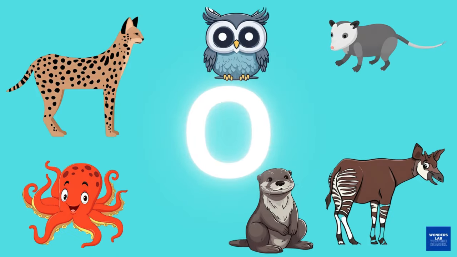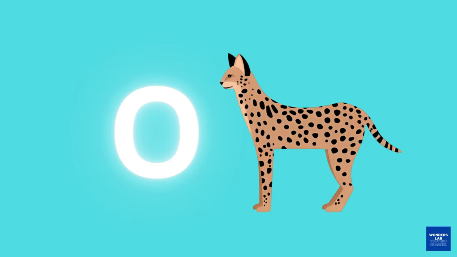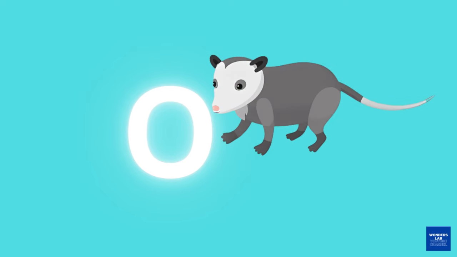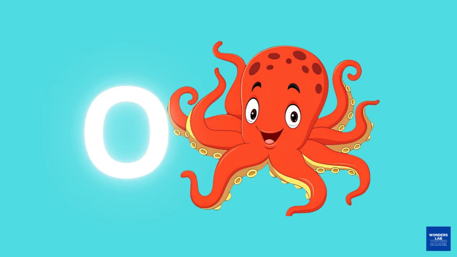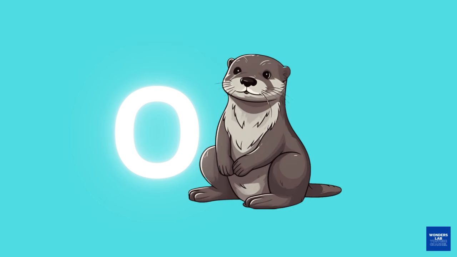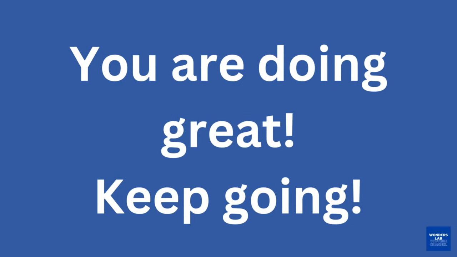Let's continue with O. O is for ocelot. O is for owl. O is for opossum. O is for octopus. O is for okapi. O is for otter. You are doing great. Keep going.